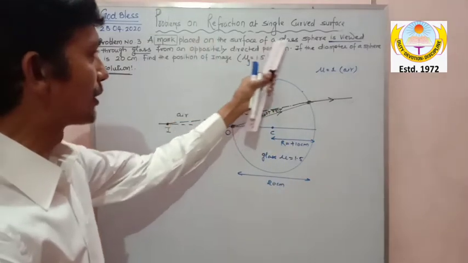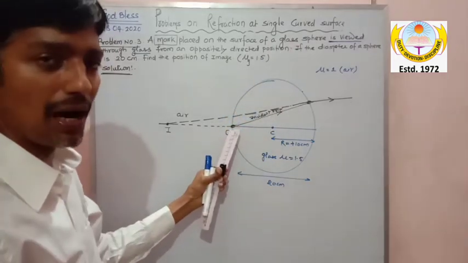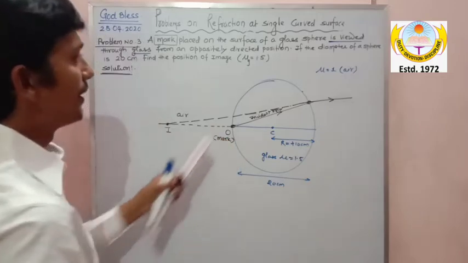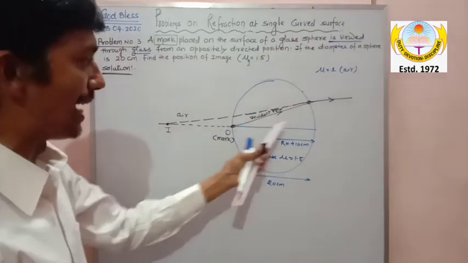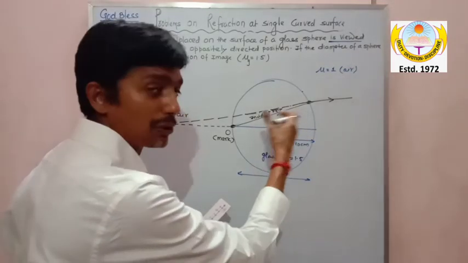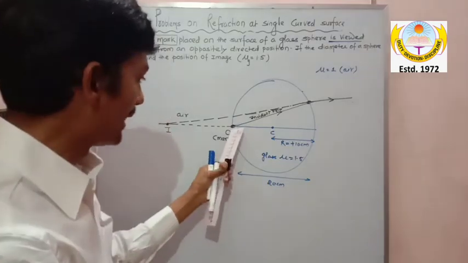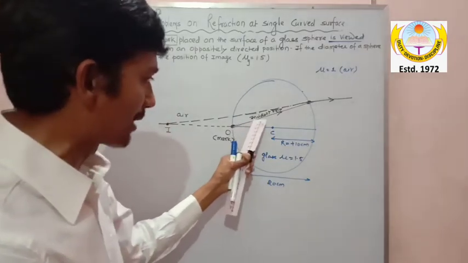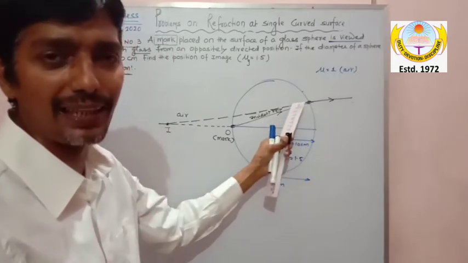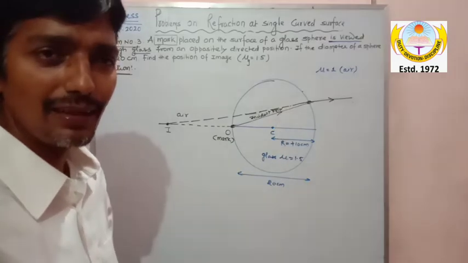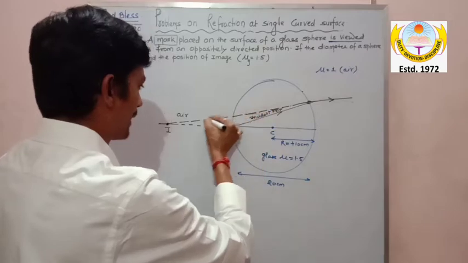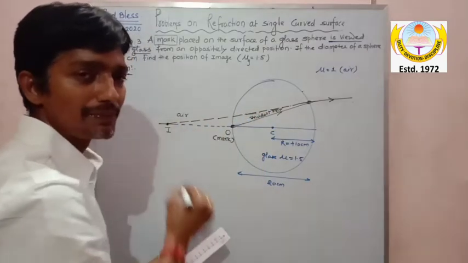There is a mark placed on the surface of the glass. Here I place the mark on the surface of the glass. This is the mark. And the sphere is viewed through glass. When a mark is placed here, the light from the mark will travel in the glass like this. This will be the incident ray. It means the incident ray is traveling in the denser medium. It will be bent like this, and then I produce it at the back and form the virtual image.